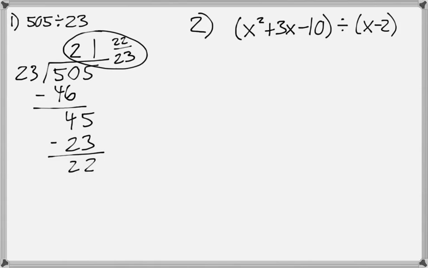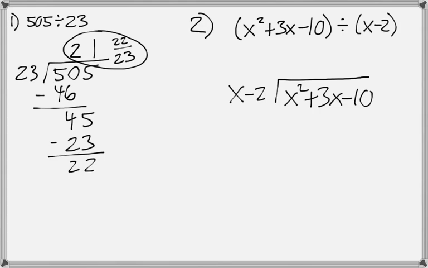So we're taking that process and using it with polynomials. And if you go on in mathematics, like to pre-calc, this is used for finding some other things, but here we're just doing the long division. So I'm going to take x squared plus 3x minus 10 and divide by x minus 2.